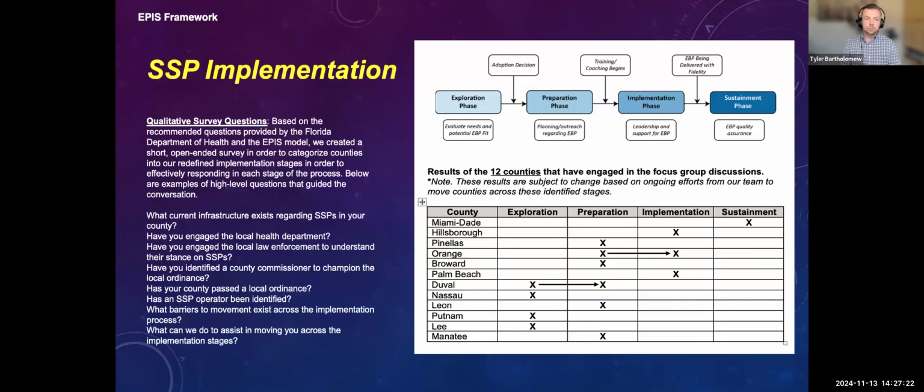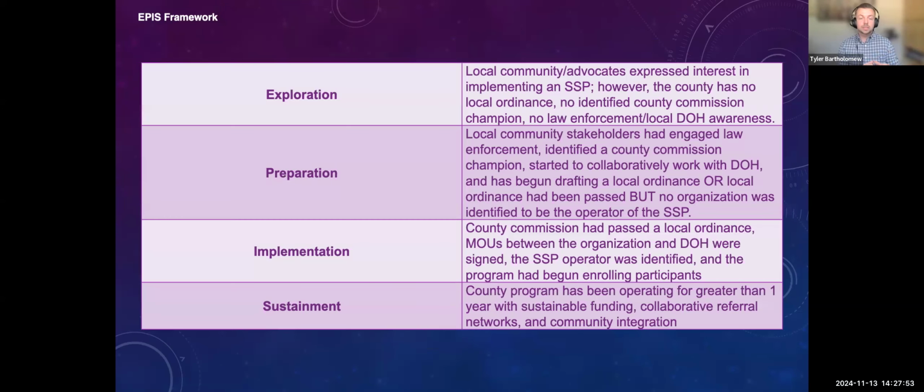We do this very brief assessment of the county context when we're trying to figure out which phase they are in the implementation process. And so we can take counties and we can put them into the 4 different phases of EPIS for us to really focus on, all right, this county is in the exploration phase. What strategies do we need to deploy now and focus on deploying to move them from exploration to preparation so they can move forward and actually get an SSP implemented in their context? And so we can actually take those 4 phases and put definitions associated with those phases.